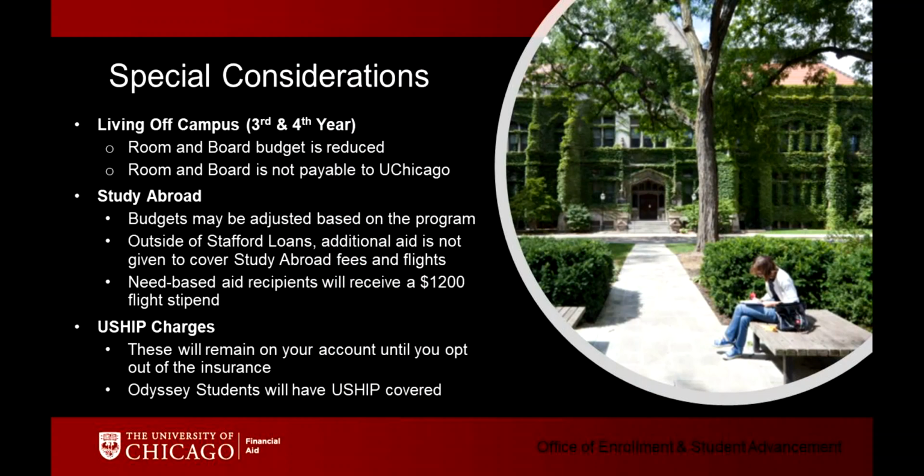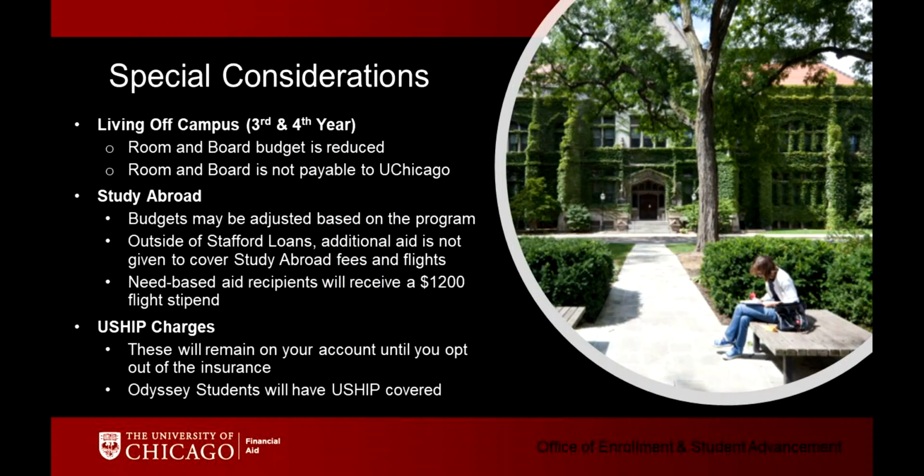For students that are doing study abroad, we may adjust budgets based on the program, i.e. increase your budget a little bit if you are going to be going to a more expensive program than had you remained on campus. And if you're receiving need-based aid, your work expectation could be replaced. And if you're going to be flying, students are provided a $1,200 flight stipend to help cover the cost of airfare. Keep in mind that if your flight is more than $1,200, you would need to make up the difference, as we only cover up to $1,200.